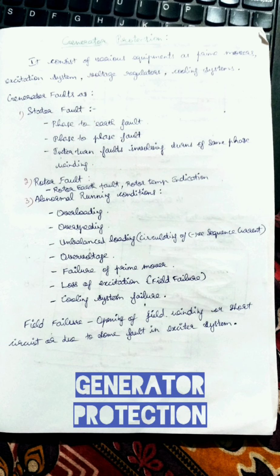Then abnormal running conditions like overloading, overspeeding, unbalanced loading, overvoltage, failure of prime movers, loss of excitation, then cooling system failure. These are all the common abnormalities in your generator. Here, loss of excitation means field failure, which means opening of a field coil or a short circuit or some fault in the exciter system; the field failure may happen. So these are all the common faults in your generator, and to overcome these faults we are going to see the protections of the generators, what are all the basic protections taken in your generator.